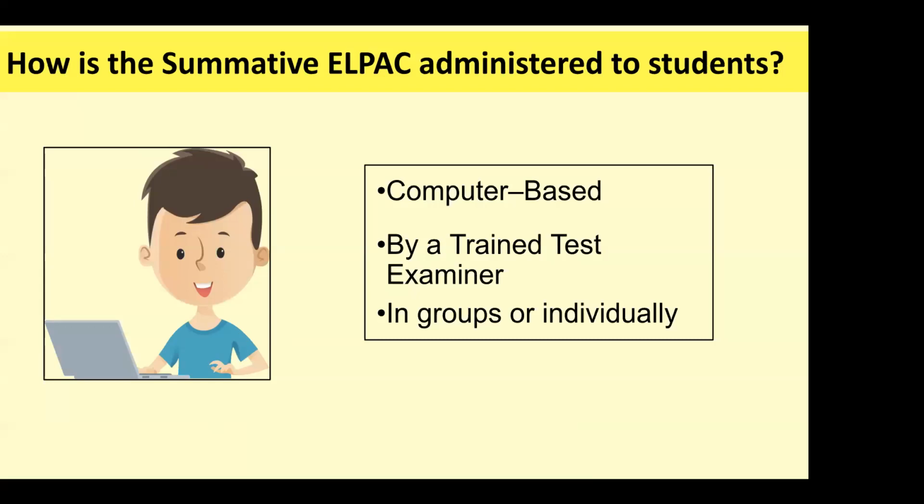How is the Summative ELPAC administered to students? The Summative ELPAC is administered by a trained examiner. It is computerized and administered in 7 grade groups: kindergarten, 1st grade, 2nd grade, 3rd through 5th, 6th through 8th, 9th through 10th grade, and 11th through 12th grade.